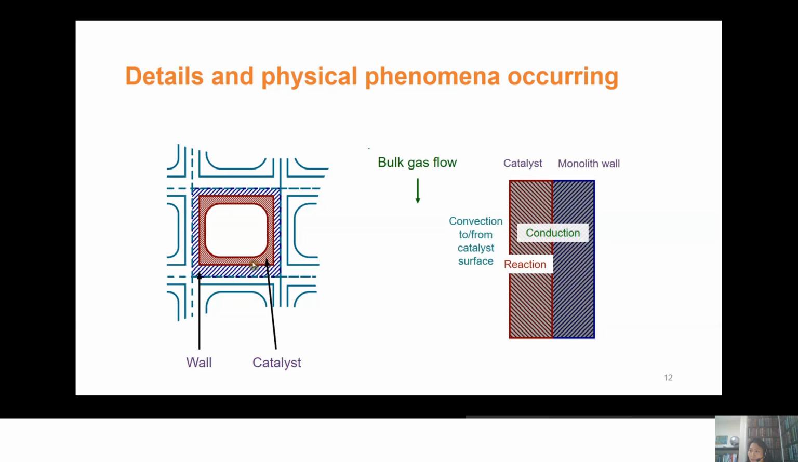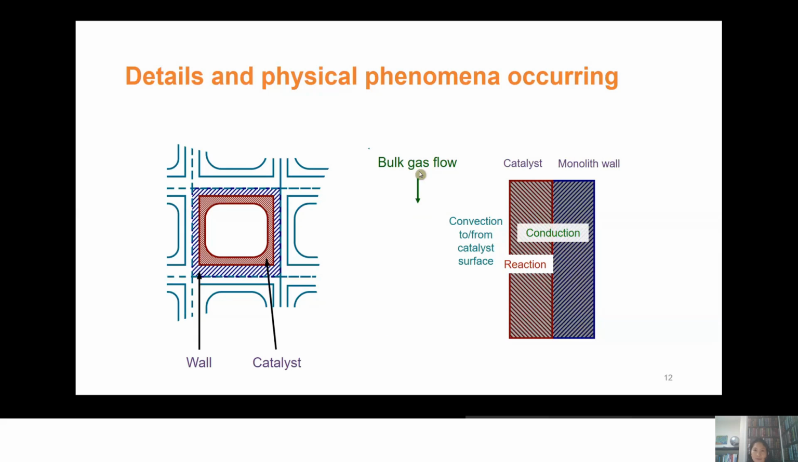The region that is shaded, the red pattern here, that's the catalyst coating. Most of the area is void, most of the area in your monolith is void for the gas to flow through, so you have low pressure drops. The different phenomena that occur in your monolith in the reactor are shown on the right.